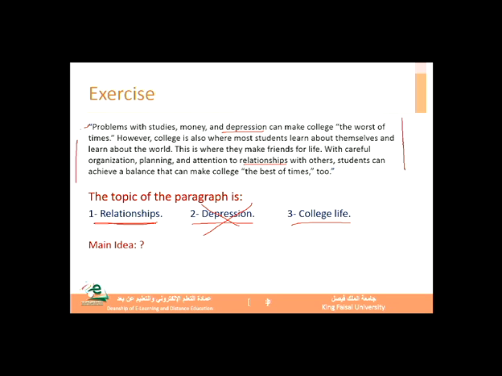We have relationships, number one. We know that relationships comes here. So let's read the sentence. With careful organization, planning, and attention to relationships. So this is just an extra detail, right? These sentences are not about relationships. So we know that this is not true. What we know is that this reading selection is about college life. It's general, college life. Good, bad, whatever.